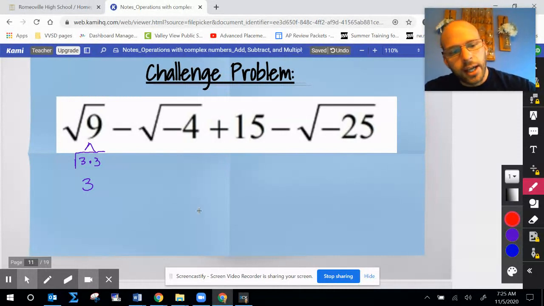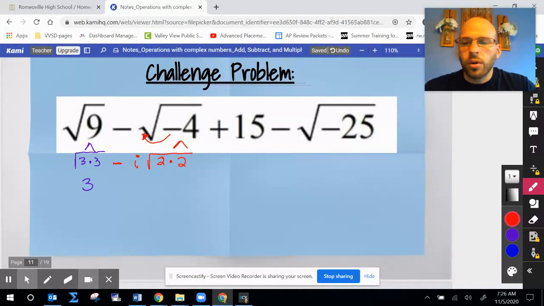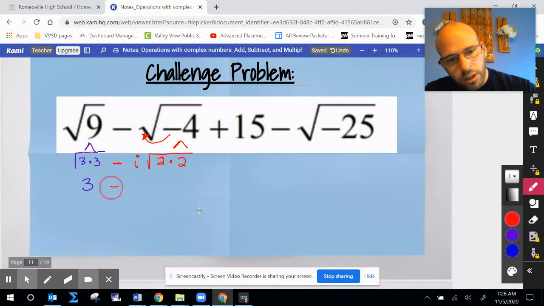Then I'm going to go to this next one. So I have a minus. Now, we know it's going to have an i in it because of the negative out front. We're going to take that negative out. That's what becomes our i. And then 4 can be broken down into 2 times 2. Now, again, we have that property. The square root of 2 times 2 is just 2. So that's going to become a 2i.